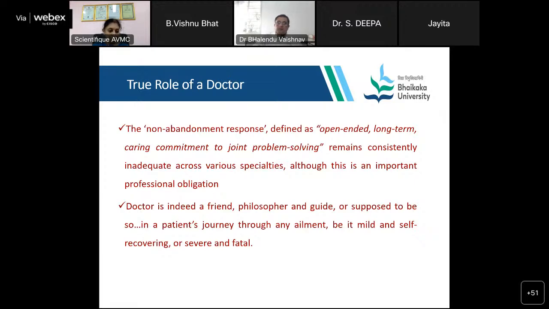So a doctor is supposed to be a friend, in a way, to empathize. Philosopher means give a different perspective, and guide means one who gives a solution.